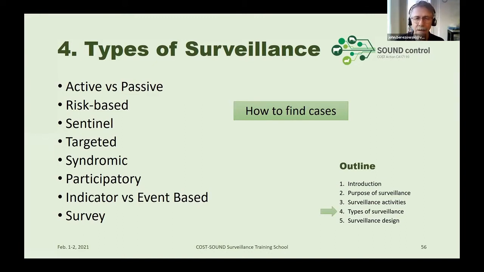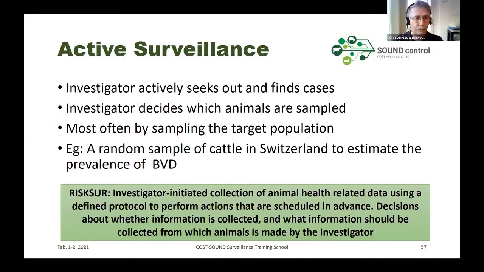I think we should think about this as the sampling part of surveillance. So we'll talk about active versus passive first. Active surveillance is when the investigator actively seeks out and finds cases. So you as the investigator will decide which animals are sampled, and you will control that. This is often done by sampling the target population. An example is a random sample of cattle in Switzerland to estimate the prevalence of BVD.